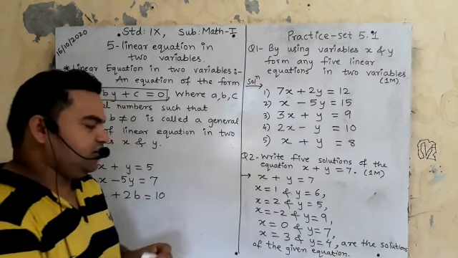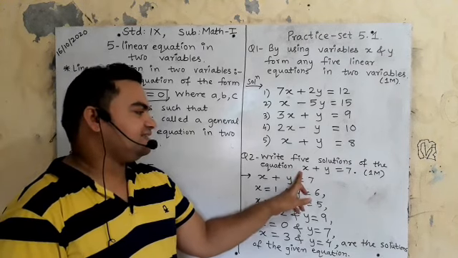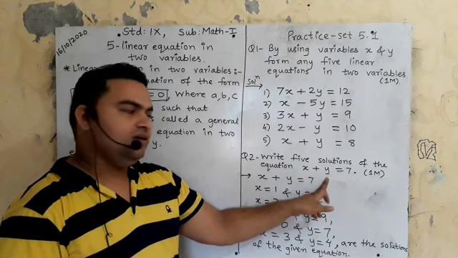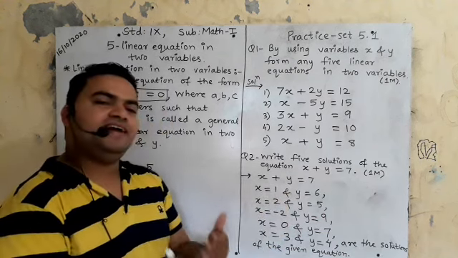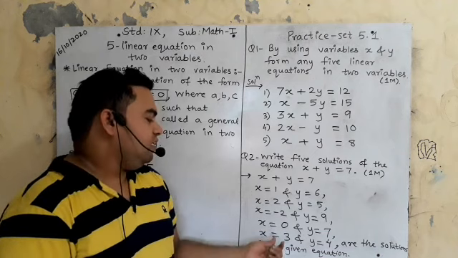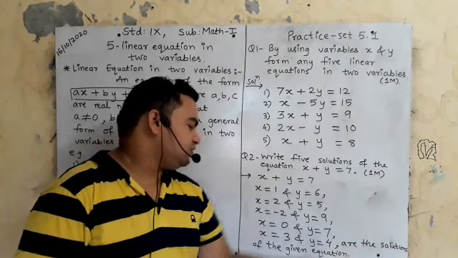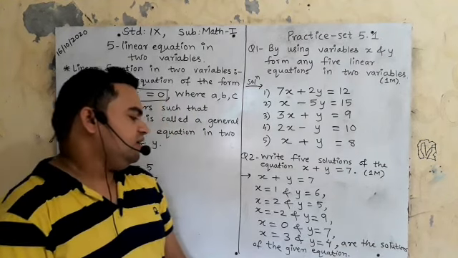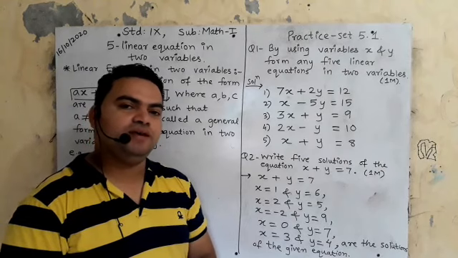I hope you understood here. What we have done, we have just substituted the value of x and value of y, whose answer should be 7. So these are the 5. You can write by your own choice as well, whose answer should be equal to 7. So these are the solutions of the given equation. I hope you understood what is a linear equation in two variables.